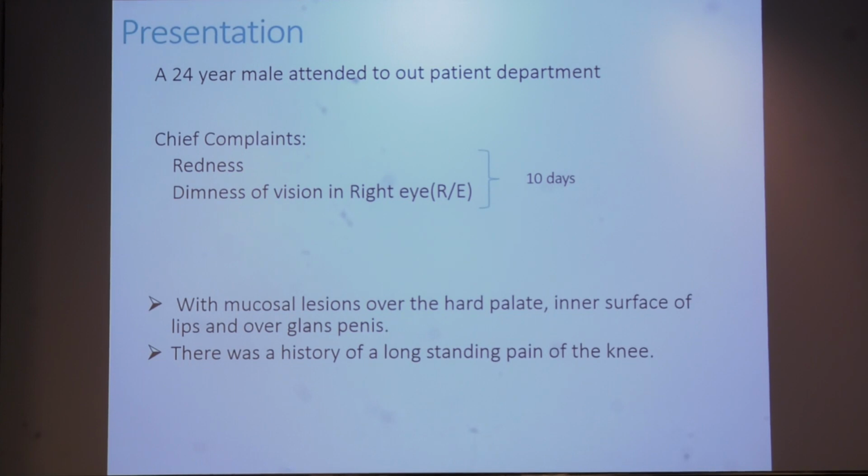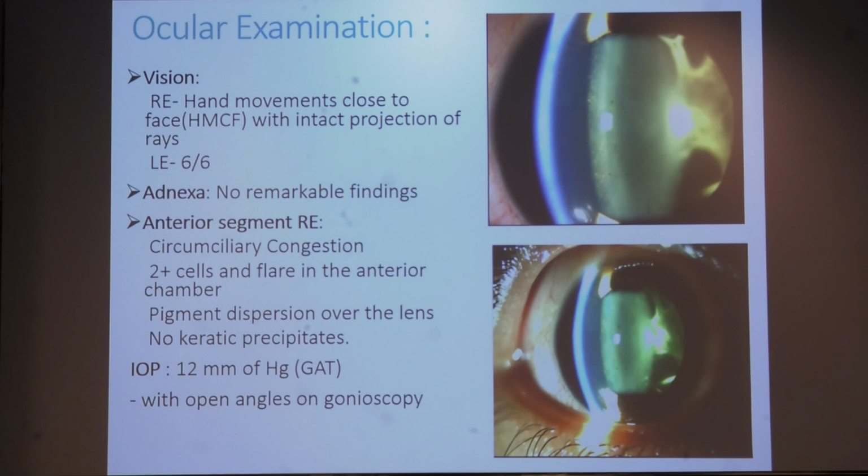penis. There was a history of long-standing pain of the knee. The vision in the right eye was hand movement close to face with intact projection of rays. In the left eye it was 6/6. The adnexa was normal. The anterior segment showed circumciliary congestion, 2+ cells and flare in the anterior chamber. There was pigment dispersion over the lens. The IOP by Goldmann applanation was 12 mm of Hg. The angles were open on gonioscopy.